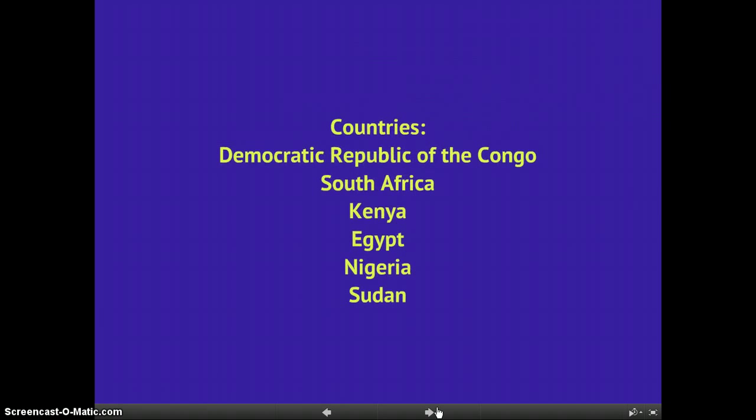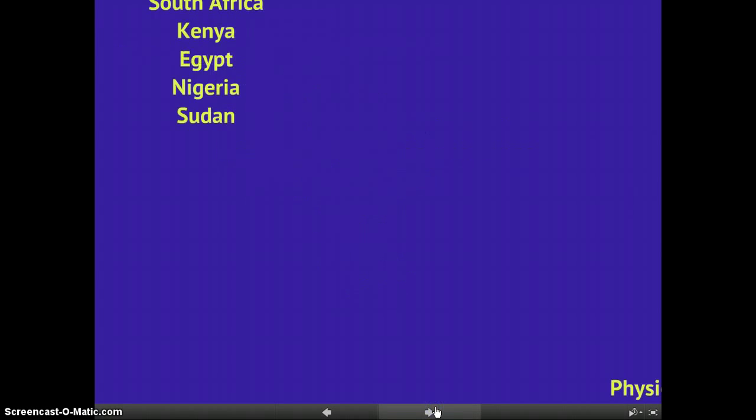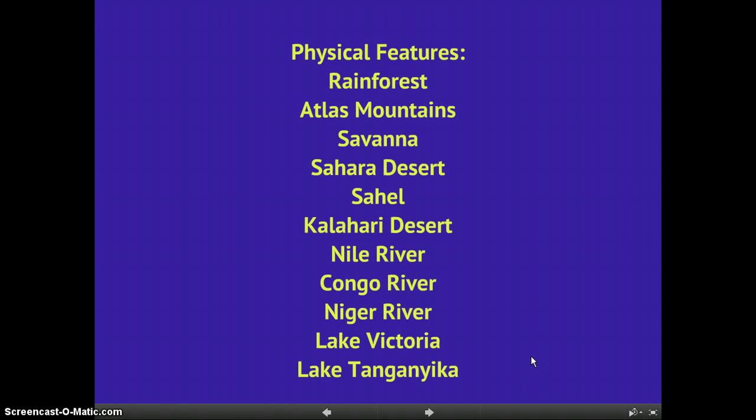The countries that we will study about in Africa this year are the Democratic Republic of the Congo, South Africa, Kenya, Egypt, Nigeria, and Sudan. We'll study the physical features in Africa, the rainforest, the Atlas Mountains, the Savannah, the Sahara Desert, the Sahel, the Kalahari Desert, the Nile River, Congo River, the Niger River, Lake Victoria, and Lake Tanganyika.